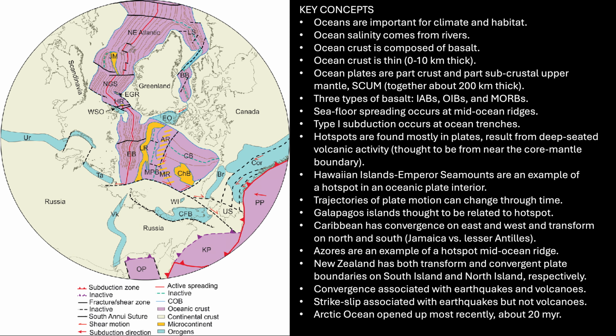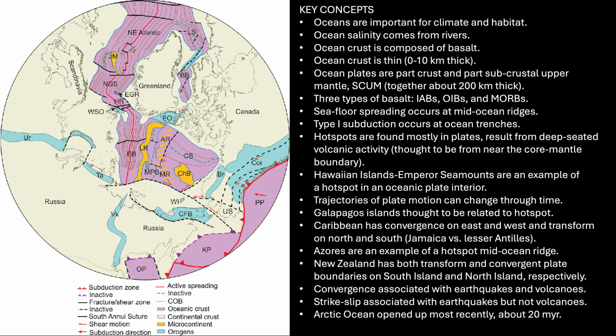And then the Hawaiian Islands, the Emperor Seamounts, that's an example of a hotspot in the middle of an ocean plate. And then the trajectory has changed through time. About 43 million years ago for the Pacific plate, it went a different direction and kind of hinged right there on that Mendocino fracture zone. And then the Galapagos Islands, once again, are also thought to be a hotspot, but they didn't leave a track behind them, so it may have been a short-lived hotspot for all we know. So the Galapagos are in the eastern part of the Pacific plate there.